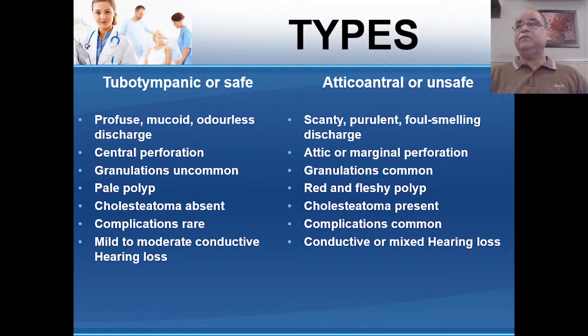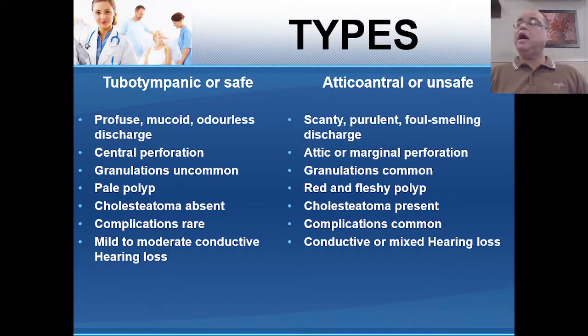The perforation is present in both cases, but in tubotympanic it will be a central perforation, while in the atticoantral type it will be either an attic perforation or a marginal perforation. And to diagnose these two different types, one of course safe and the other unsafe, we must know what we mean by central perforation and what we understand by marginal perforation. In coming slides I will describe it in detail.